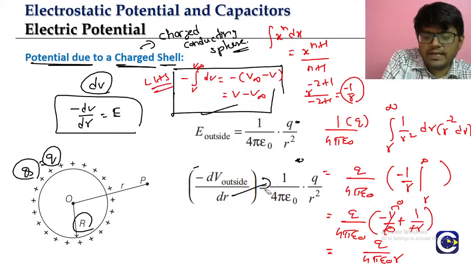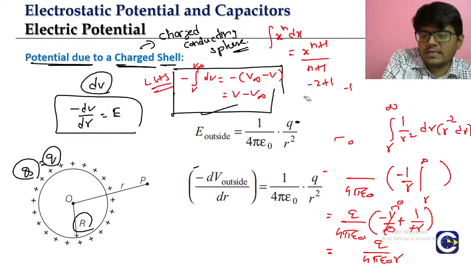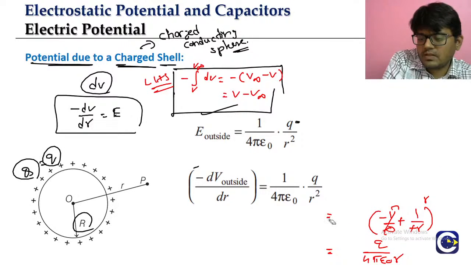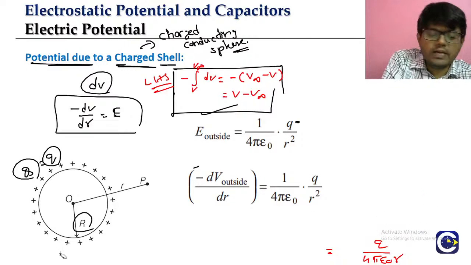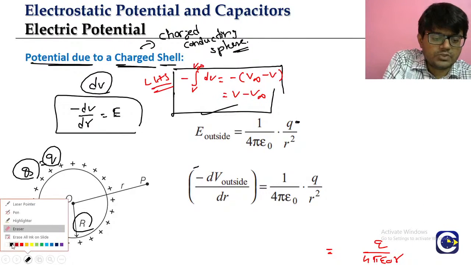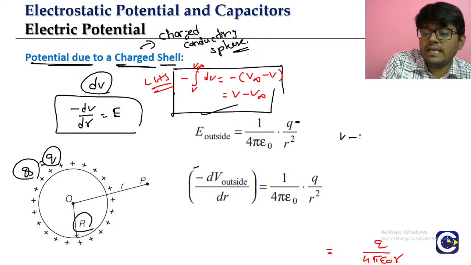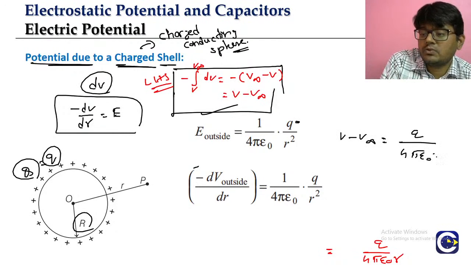So now we have the final value, the LHS part of the result and the RHS part of the result. So we'll just equate both of them. So what is the LHS integration, v minus v infinity, right? What is the RHS value? It is q/4 pi epsilon naught r. So look, LHS we'll have v minus v infinity, that is equal to RHS, q/4 pi epsilon naught into r.